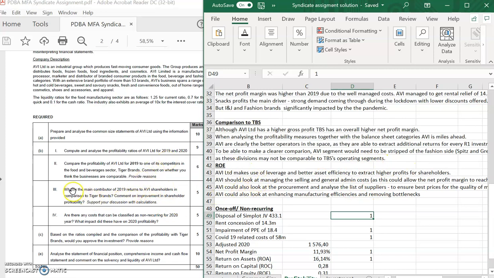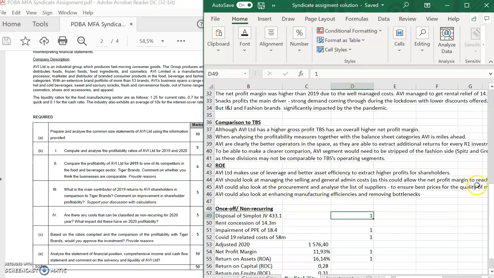Important thing to notice here when you looked at part 3: what is the main contributor to the earnings? Comment on improvement in shareholder profitability. A lot of people didn't do the second part of this question. You needed to also comment to get your full marks.